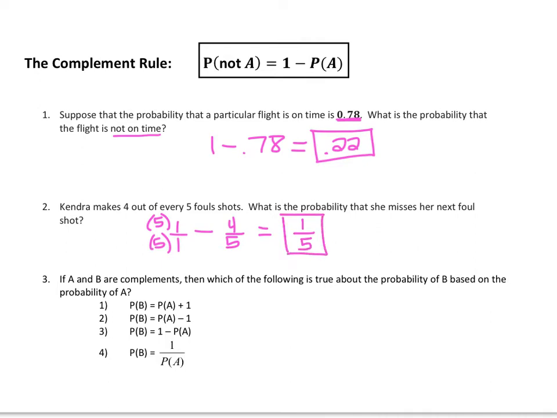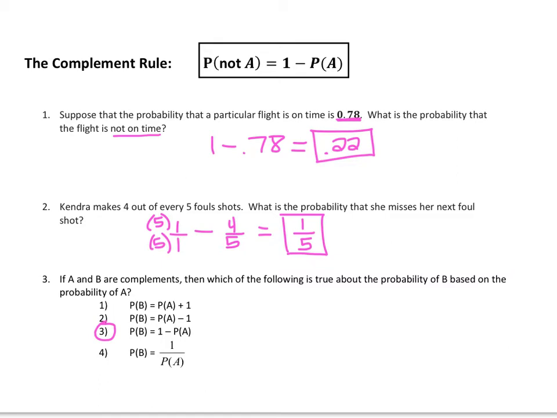Okay, and then finally, number 3. If A and B are complements, then which of the following is true about the probability of B based on the probability of A? Well, if A and B are complements, that means basically the probability of B is equal to the probability of not A, right? That's what makes something a complement. So basically the probability of B would be equal to 1 minus the probability of A. So I see that in choice number 3. The probability of B is equal to 1 minus the probability of A. It's just our rule that's at the top of the page.